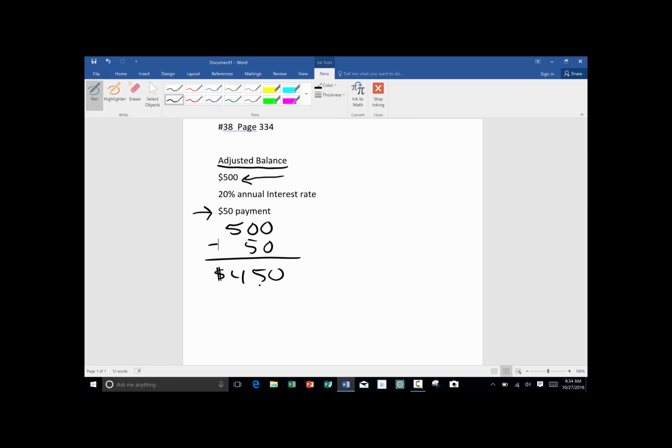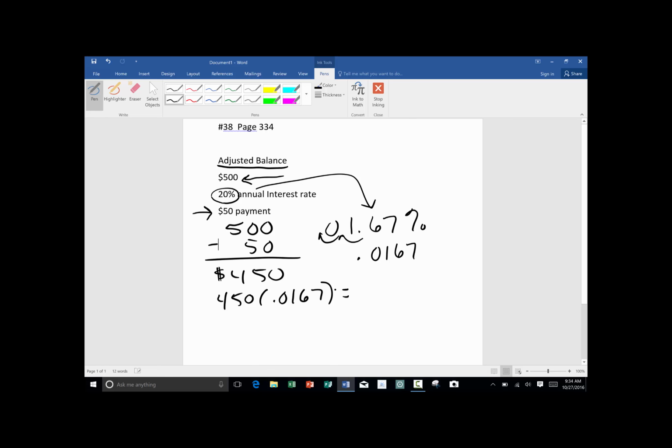So you will take that 20% and divide it by 12 because we're looking at a monthly interest rate, and we have a monthly interest rate of 1.67%. So when we move our decimal over twice, we get 0.0167. And remember, you took 20 and divided it by 12, and that's how you got the 1.67. So we're going to take 450 times 0.0167. That's going to give us the finance charge.